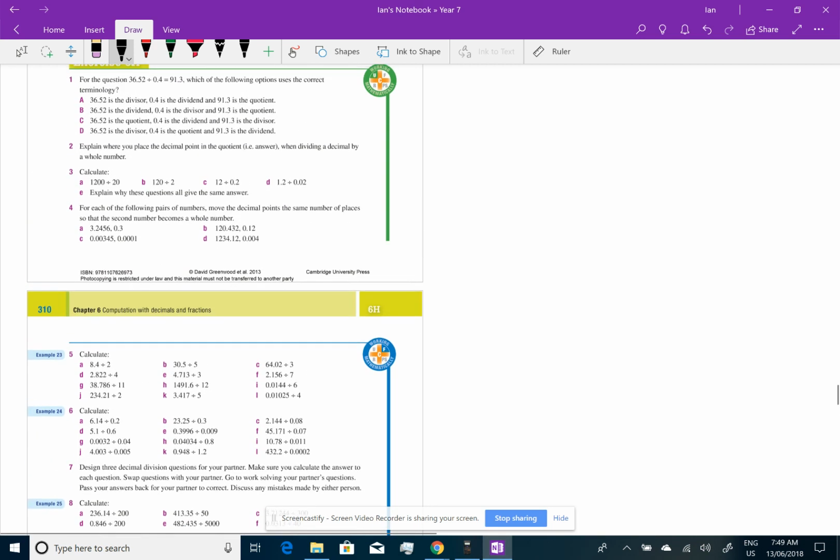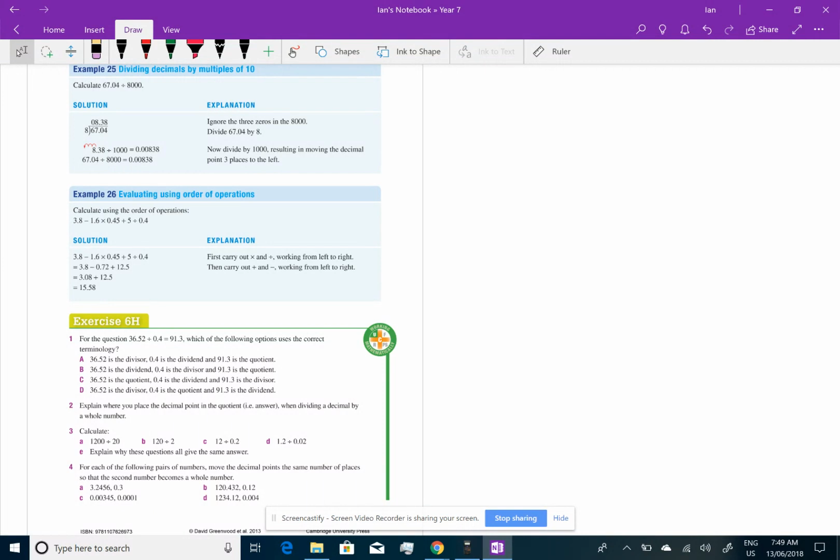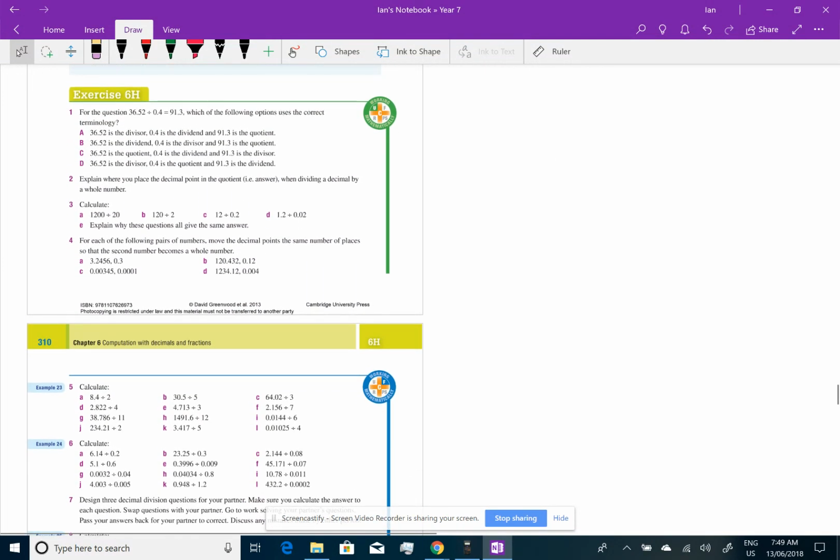Okay, Year 7, I'm going to go over the next part of our work with decimals, which is dividing decimals. This is exercise 6H. So let's have a think about this. Dividing decimals.